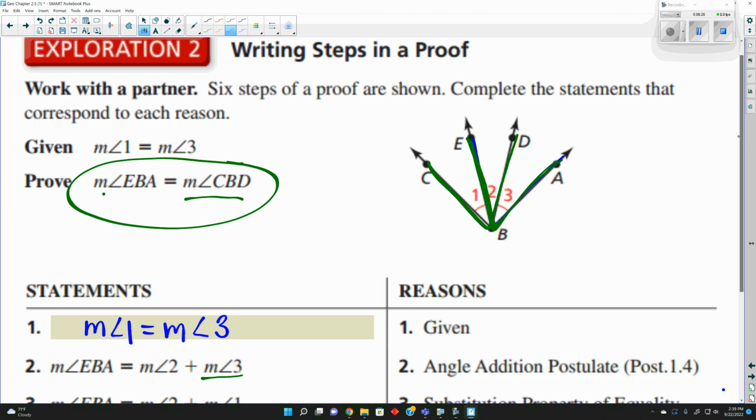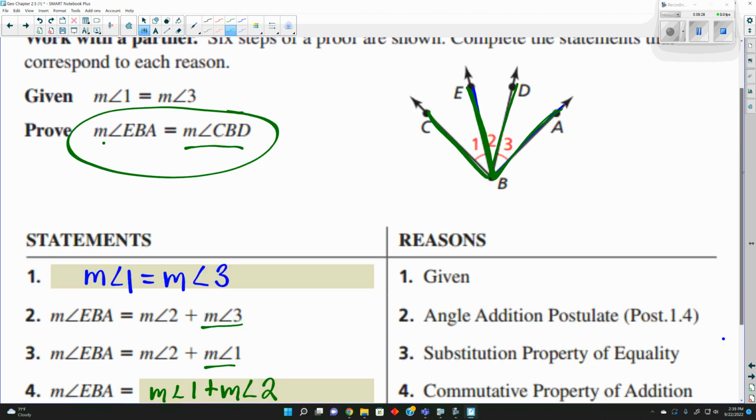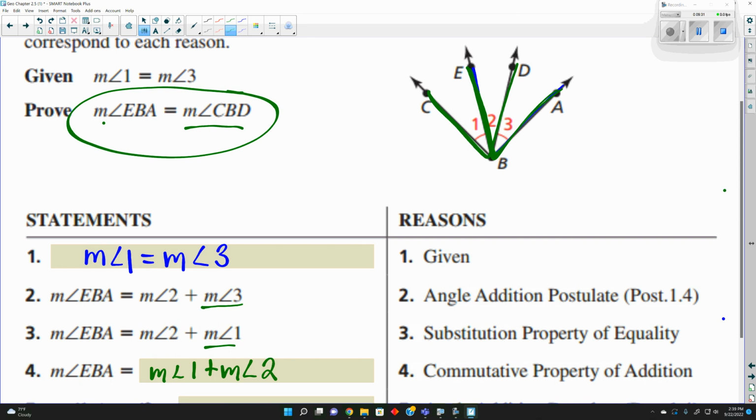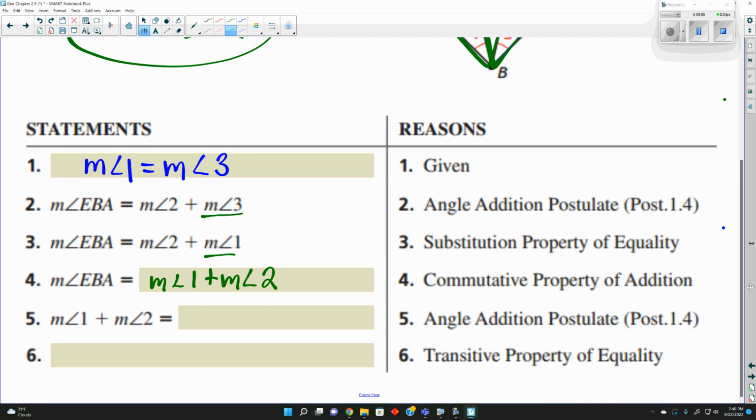Wait, hold up. So, are you adding 2 plus 3? So the first thing we start off with is our given. They told us 1 and 3 are the same, yes? Yeah. So we're going to define EBA first. EBA is what? Angle 2 plus angle 3, okay? So that takes us to the first two steps, yes? Well, we know 1 and 3 are the same, so we can replace angle 3 with angle 1 because they're the same. And then it doesn't matter how we put it. The commutative property of addition says I can add any two things in any order. So we can flip it to say that the measure of angle 1 plus the measure of angle 2 is the same as 2 plus 1. That's all we've done to this point.